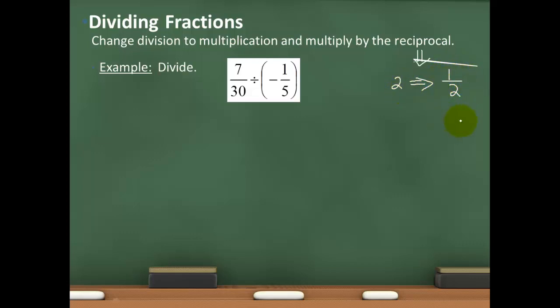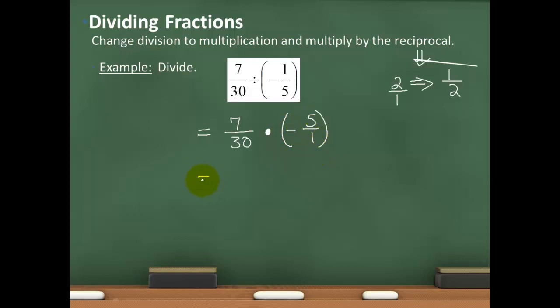And so the way that a lot of people remember reciprocals is to flip the fractions. If you notice, 2 can be written as 2 over 1, and so if I flip that fraction, it'll be 1 over 2. And so when I see this example here, 7 over 30 divided by negative 1/5, what I'm going to do is change division to multiplication and multiply by the reciprocal of negative 1/5. So this is how it should look. I'll have 7 over 30, so I keep my first fraction the same, change that division to multiplication, and I'm going to do the reciprocal of negative 1/5. It's still going to be negative, but this time it's going to be 5 over 1.